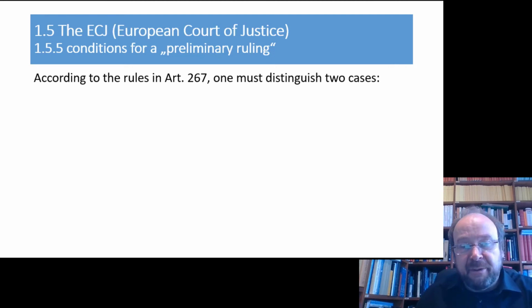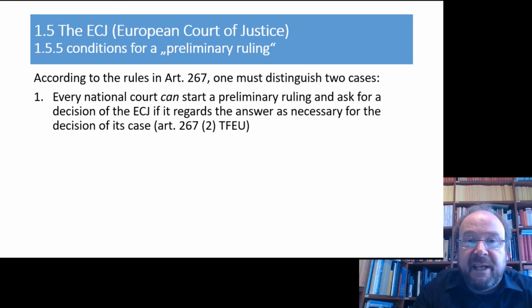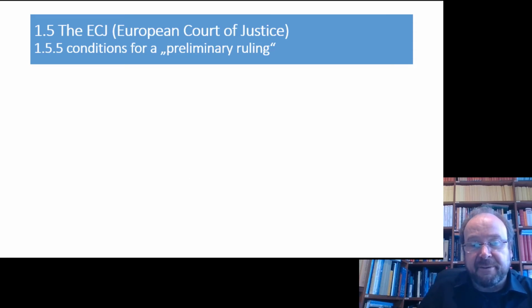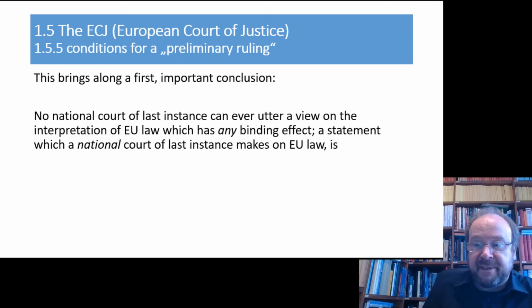Now, when you look at these rules, you must distinguish two cases. First, every national court, the lower and the higher ones, can start a preliminary ruling and ask for a decision of the ECJ if it regards the answer as necessary for the case decision. That is paragraph 2 of 267. And every national court of last instance must start a preliminary ruling if EU law is relevant for the decision. That is paragraph 3. Now, a court of last instance is the one after which the matter is closed, where there is no review possible afterwards. If you have a higher regular instance to which you can appeal, it's still a case of paragraph 2, lower court. If it's the highest court in the sequence, then they have to start the preliminary ruling. This brings along a first important conclusion.